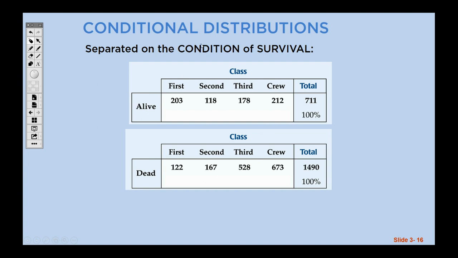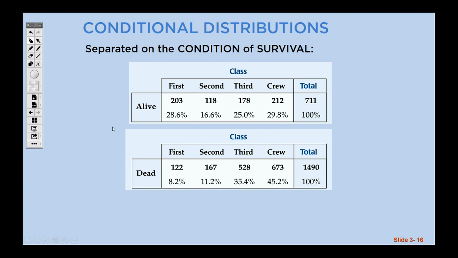Now we also look at these as conditional distributions. If we separate them, we had alive people and dead people by their class, so it's on the condition of survival. If I want to know what proportion of the alive people were first class, I can say 203 out of 711, 118 out of 711, and so on to get these percentages. We could do the same thing for the deceased. Now you would go through and divide all of these to make sure. 528 divided by 1490 here, 178 divided by 711 here. Now we have all these proportions, and we may be asked to do something with it.